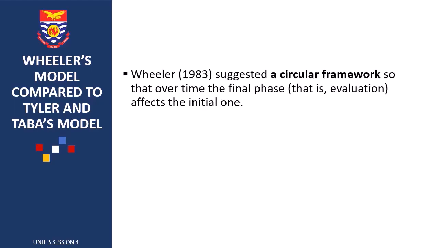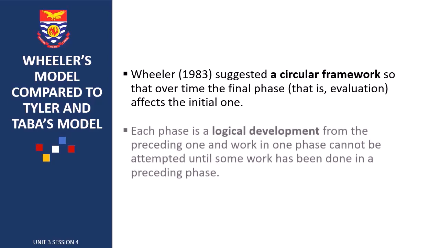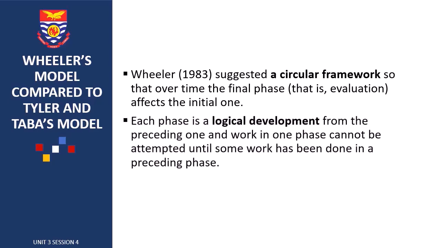First, Wheeler suggested a circular framework so that over time, the final phase, that is evaluation, will affect the initial one, which is the selection of aims, goals, and objectives. Also, each phase is a logical development from the preceding one, and work in one phase cannot be attempted until some work has been done in the preceding phase.